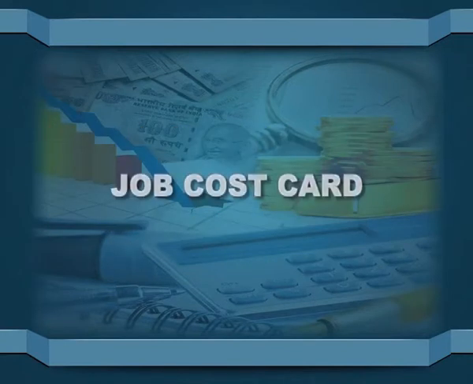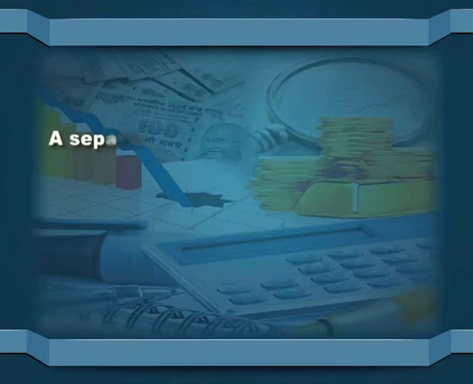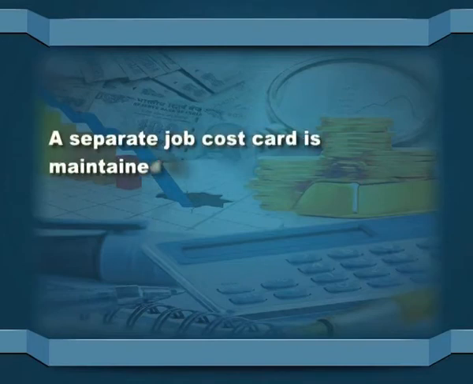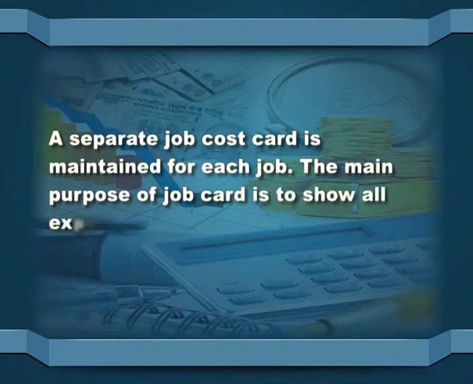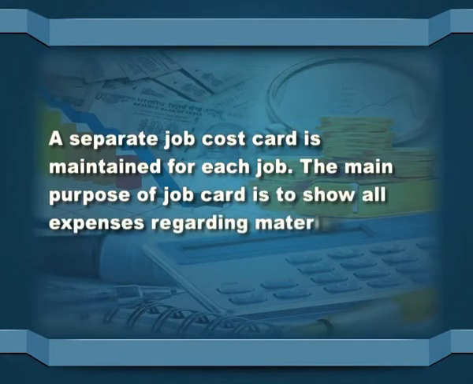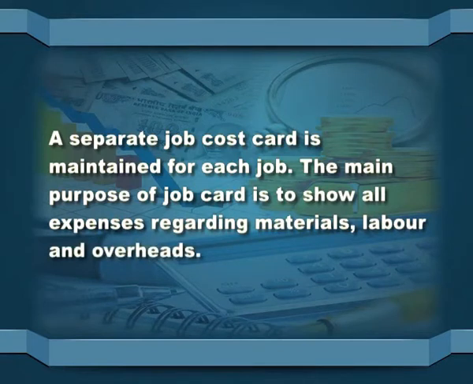Number 5. The job cost card. The job cost card is the most important document used in the job costing system. A separate job cost card is maintained for each job. The main purpose of this job card is to show all expenses regarding materials, labor and overheads.